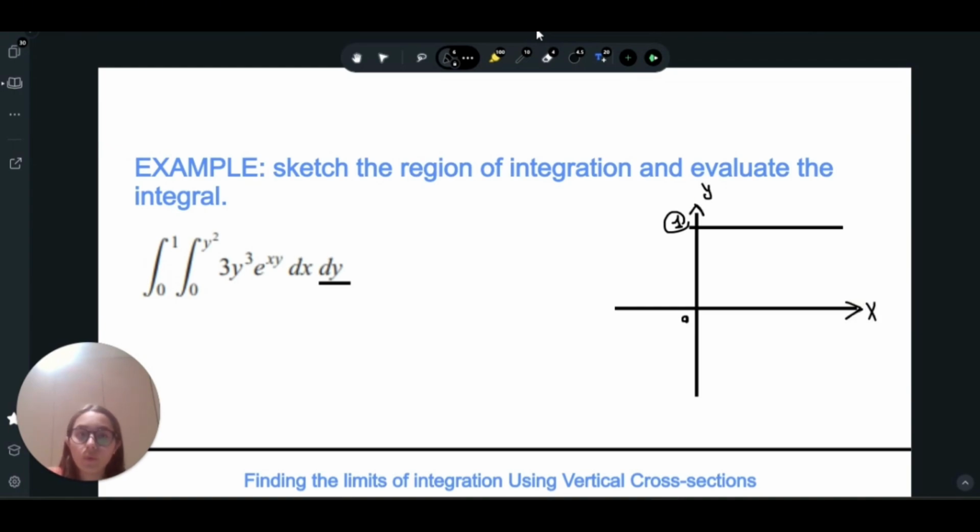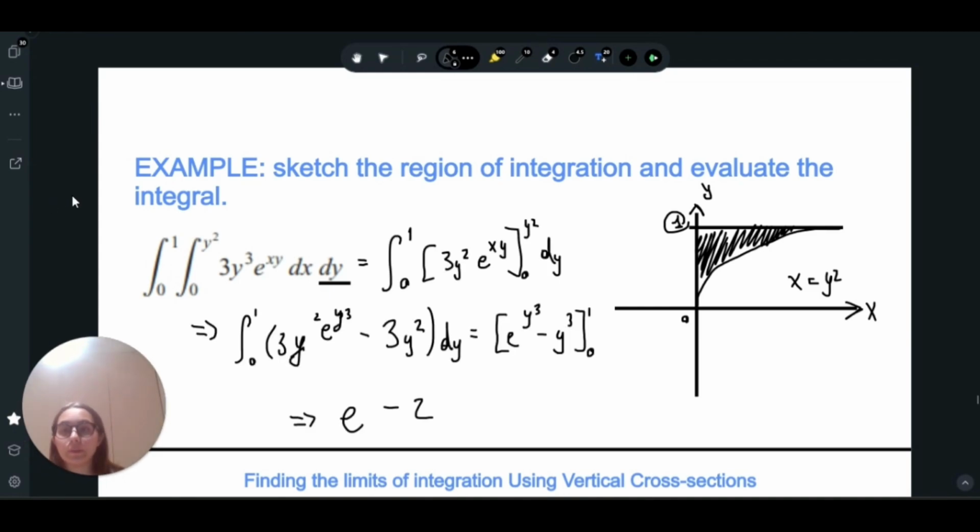And x equals y squared, and it will look like this. So this is the region. This is a sketch, and now we should evaluate the integral. If we calculate, it will look like this. Let me do it by myself and show you after. Okay, now I solved it, and as you can see, first we find dx and then dy. Put 1 and 0 here, and then the answer will be this.